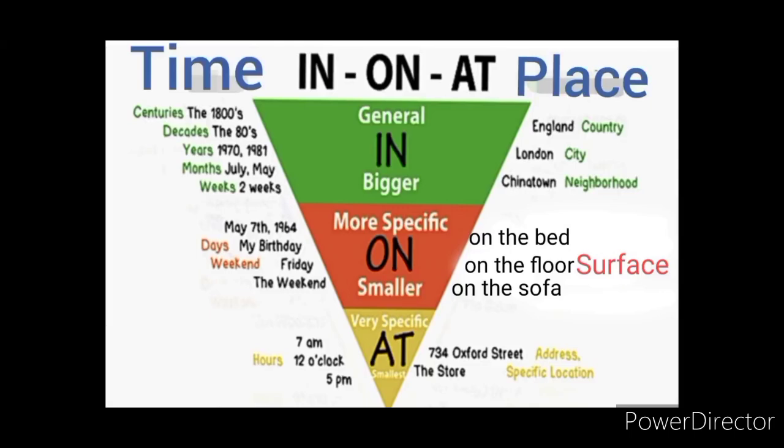In is used when we refer to a bigger area. On is used when we refer to a smaller area and at is used when we refer to the smallest area. I hope it is clear. In is used when we talk about general things. On is used when we are more specific about things and at is used when we are very, very specific about things or places. So I hope the difference between in and on and at is clear to you.